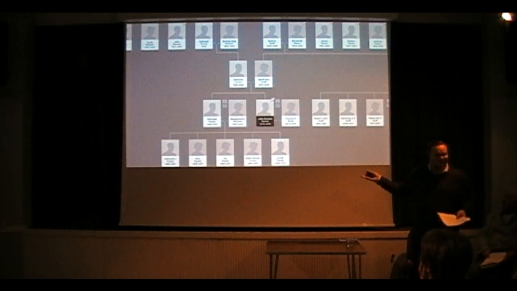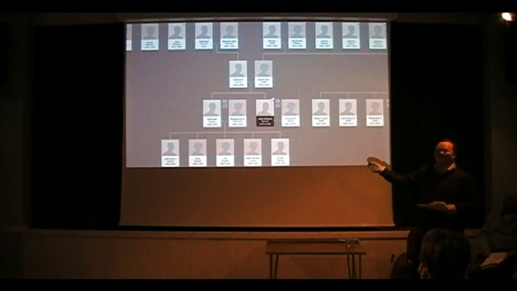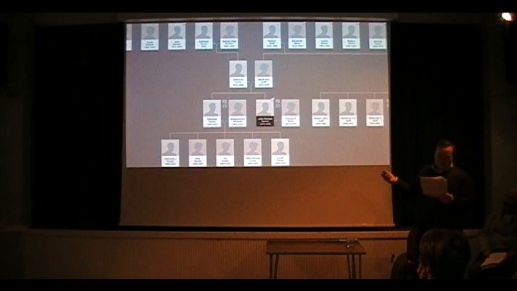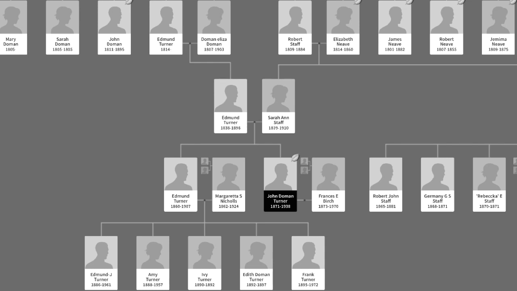This is the family tree. John Doman Turner's here. This is John Doman Turner, and we know that his father, Edmund Turner, was a carpenter and a builder. His mother was a dressmaker and a housewife, and his brother, Edmund Turner, was 11 years old when John Doman Turner was born.